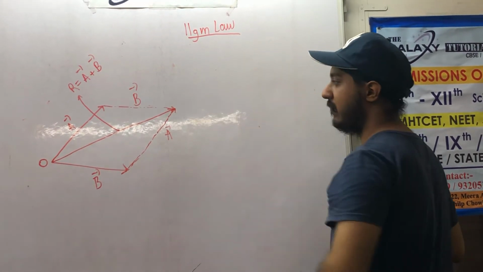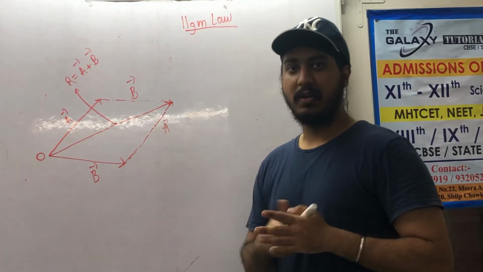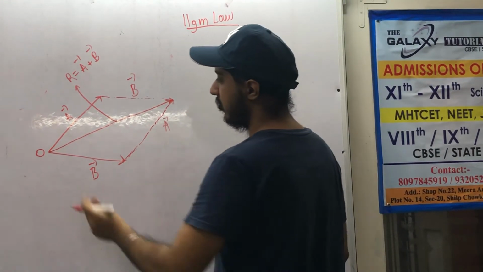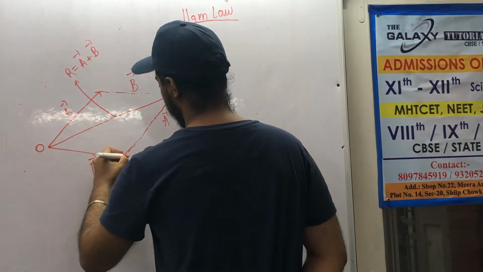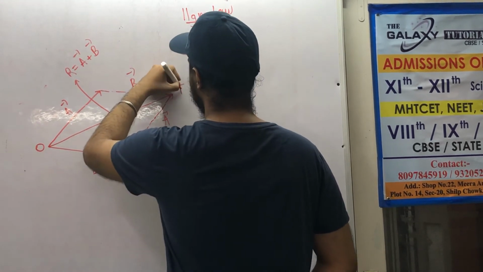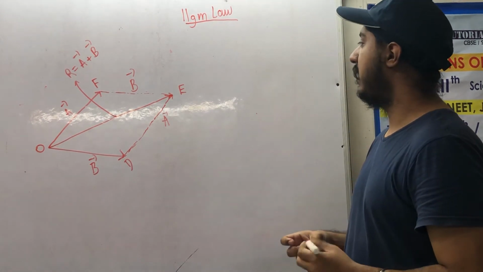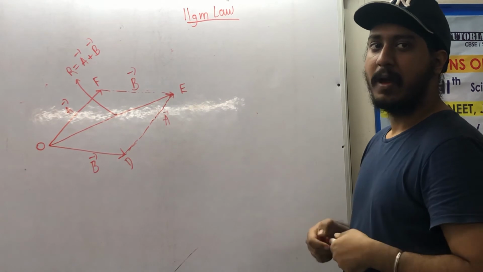So first of all, we will see one simple thing. I told you earlier that it is an extension of triangle law. So we will see how it is an extension of triangle law. So this one is O. I will put some names here. This is D, this is E, and this is F. So O, D, E, F. These are the 4 points of the parallelogram.